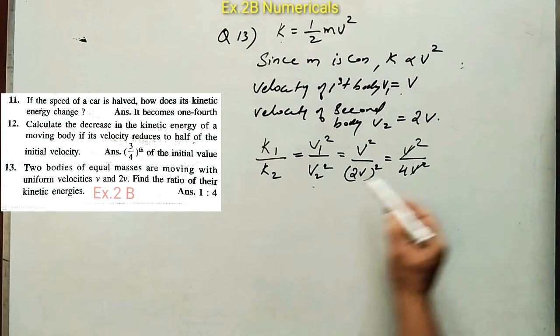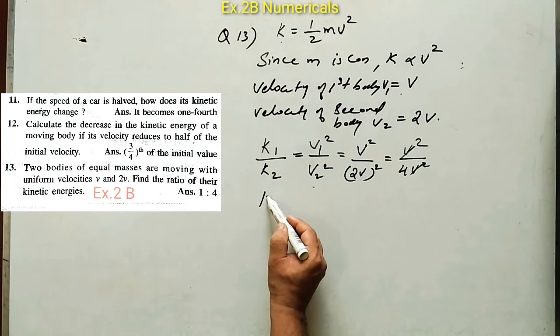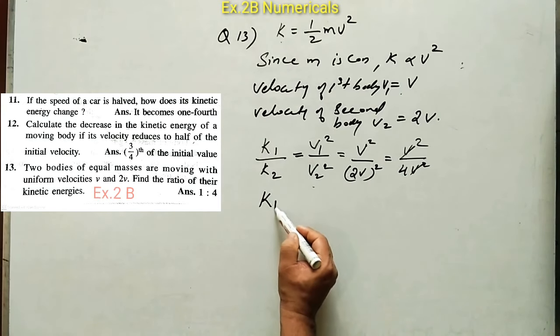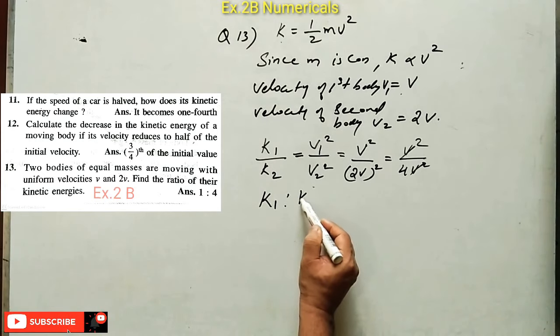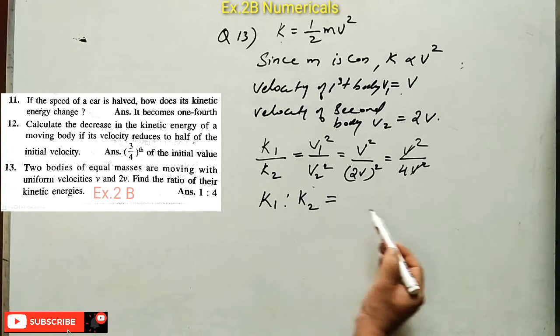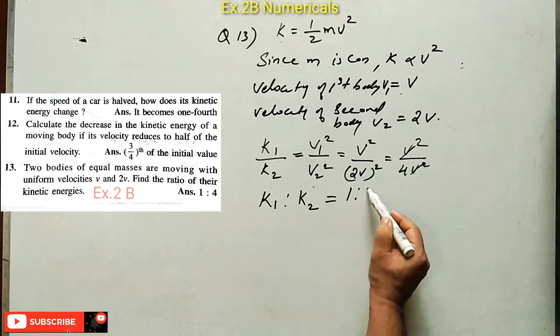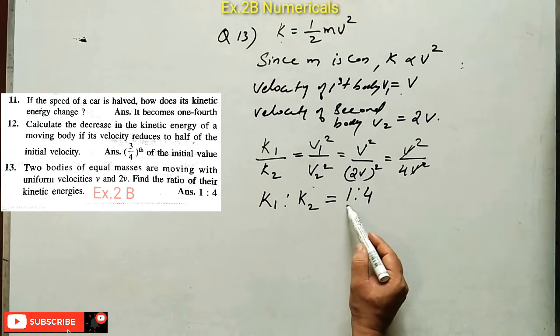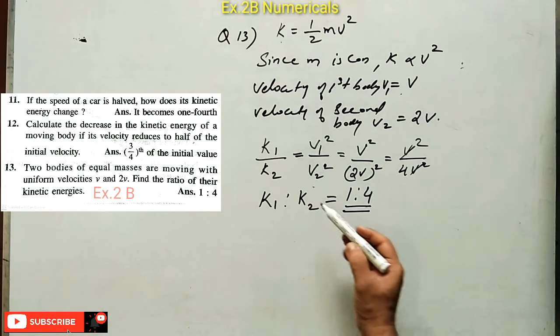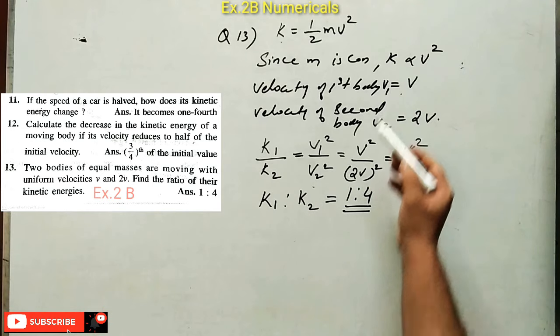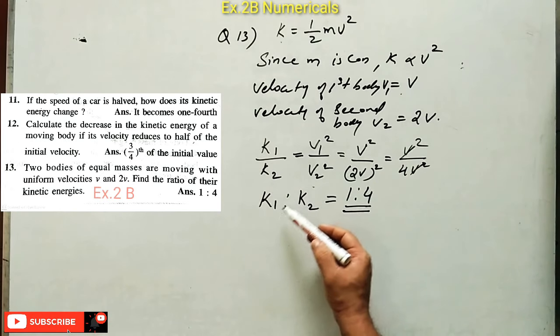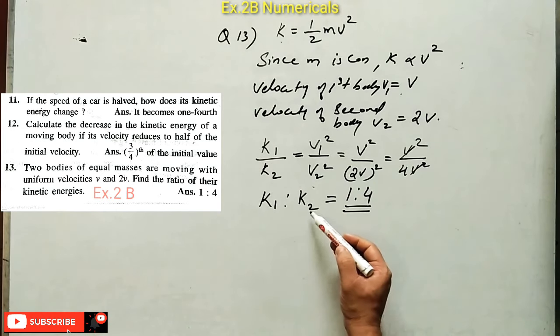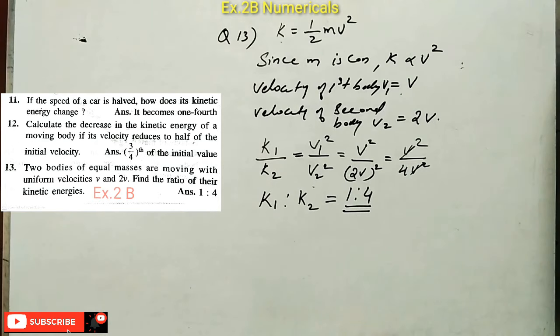V square cancels, and we are getting the ratio of kinetic energy of body 1 to body 2, K1 ratio K2, as 1:4. Clear? So when the velocity is doubled, the ratio between kinetic energy of body 1 and body 2 comes out to be 1:4. Clear?